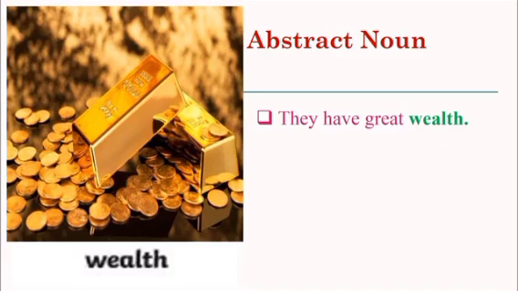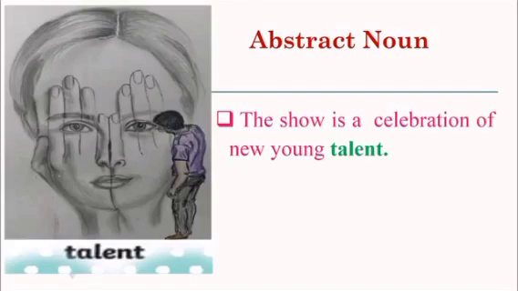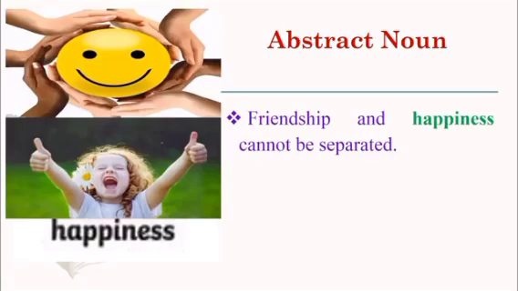This picture showcases talent, right? Now let's frame a sentence. The show is a celebration of new young talent. In this sentence, talent denotes abstract noun. This picture denotes happiness. Now let's frame a sentence. Friendship and happiness cannot be separated. In this sentence, happiness refers to abstract noun.